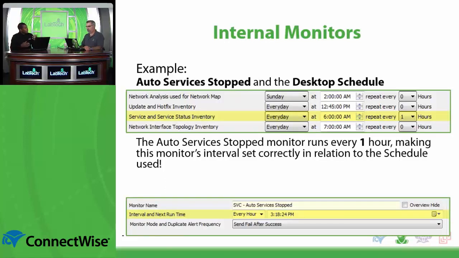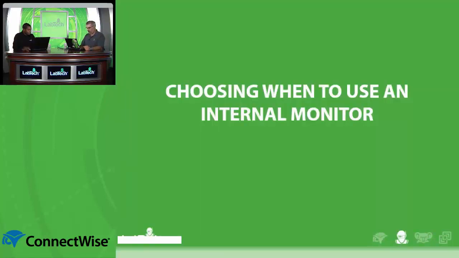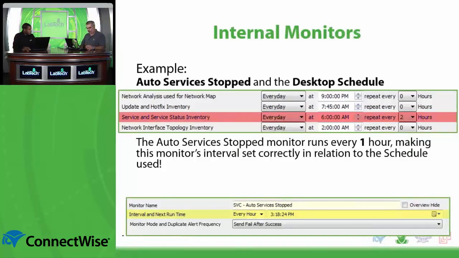Okay. However, if we change the schedule to repeat every 2 hours, then that frequency with which the monitor runs makes it so that every other hour that information being run against the internal monitor is going to be outdated. Okay, so if I'm working with an internal monitor, I just need to take a look at the schedule to make sure that the schedule is sending it on a frequency that aligns with my monitor. Exactly. Okay. All right, let's see if we can take a look at that in the Control Center real quick.